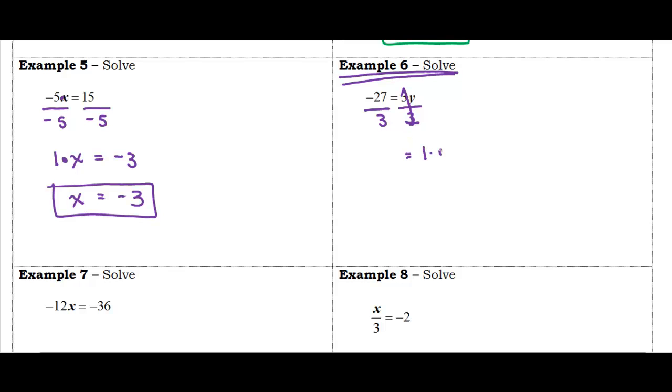No, you don't have to write the 1. It's what I call the teaching step. I write the 1 to show you what's going on. What's a negative 27 divided by 3? Negative 9. And so what's the right-hand side? Y. What's the left-hand side? Did I isolate the variable? So guess who y is? Negative 9.